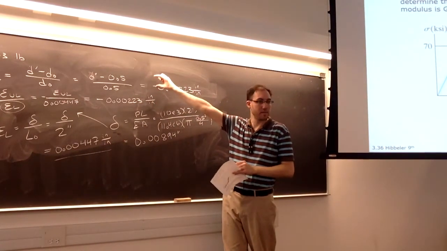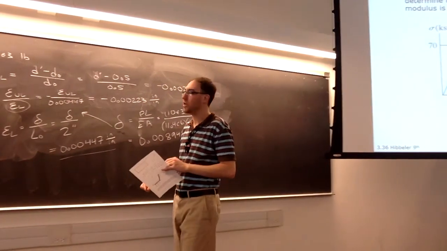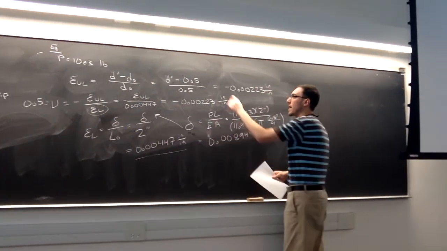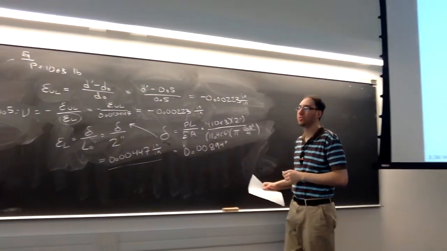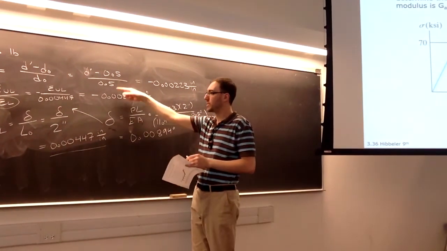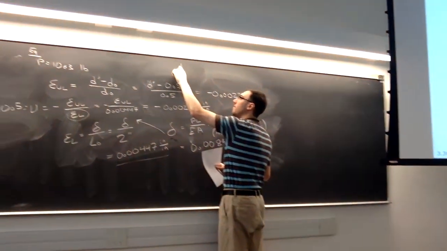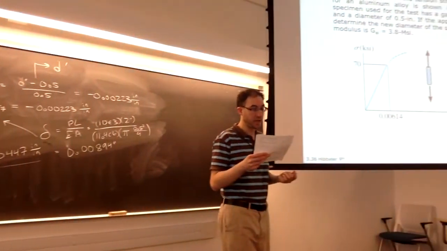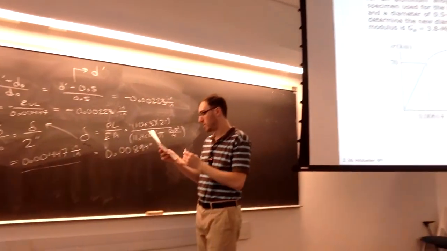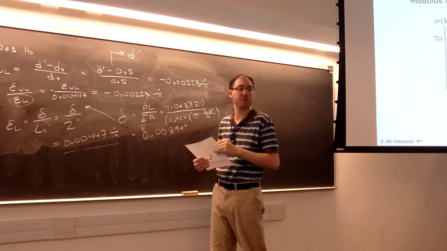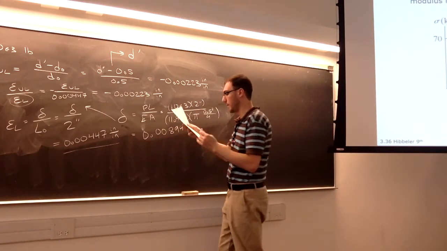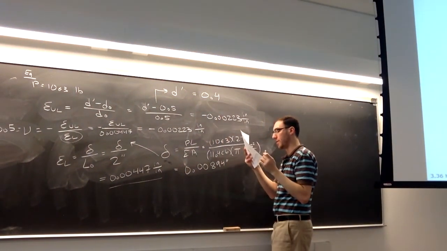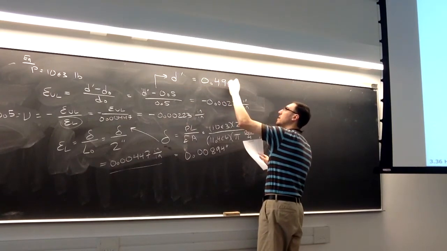Plugging that back into where we started it all, we ultimately needed to find that new diameter. We know the original diameter. We just found the strain in the unloaded direction was negative 0.00223 inches per inch. Change in diameter over original diameter. Finally, the only thing we don't know at this point is the new diameter. We should expect it to be smaller than it was originally because we have a negative strain. But the new diameter is going to be 0.4989 inches. Again, I'll have 4 digits for this one.